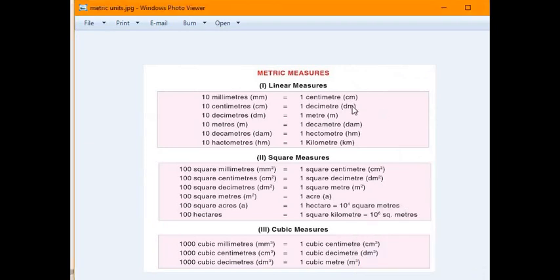So here you have metric units. You can see linear measurements are given first: 10 millimeters is 1 centimeter, 10 centimeters is 1 decimeter, so on and so forth. Similarly, here you are given square measurements, when it comes to area, how to convert. 100 square millimeters is 1 square centimeter, and you can go through this. 100 hectares is 1 square kilometer. Similarly, cubic measurements are also given. We can make a note of these things later on.